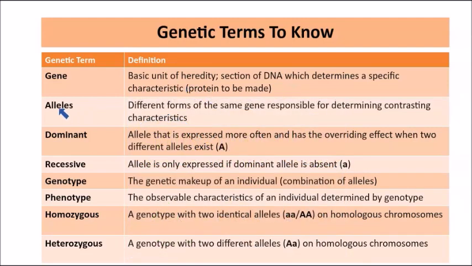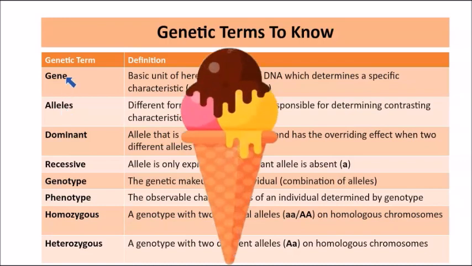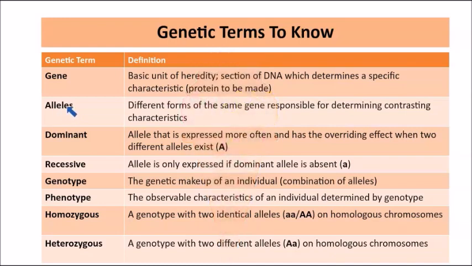Now, the alleles are closely connected to the gene. They're actually different forms of a particular gene that is responsible for determining the characteristics of the individual. So what you can do is think of the gene as perhaps ice cream and alleles as the different flavors of the ice cream. So you know there's strawberry, there's chocolate, there's vanilla. So think of alleles as that.